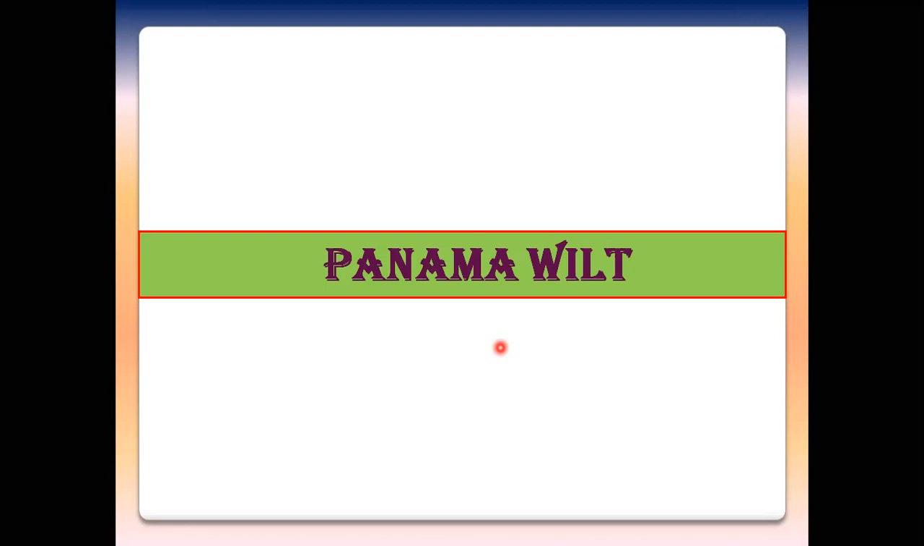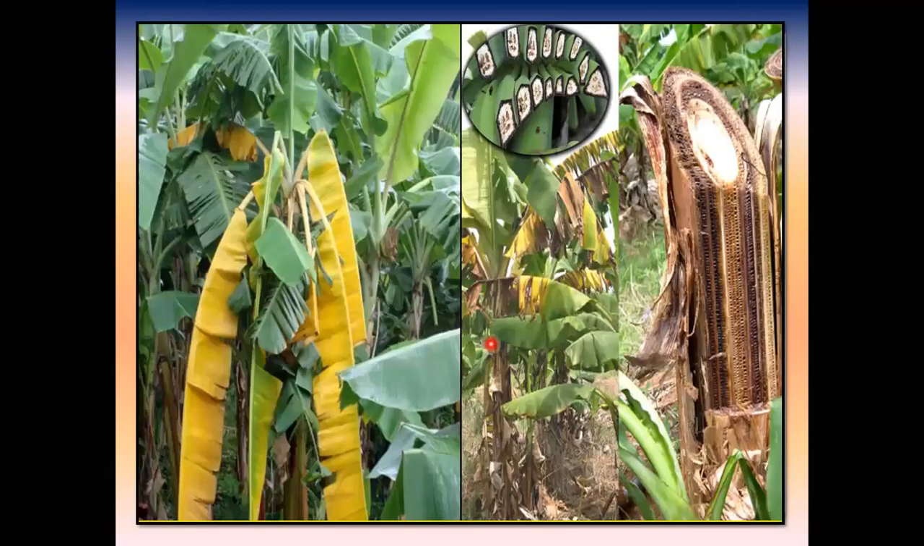It destroyed 40,000 hectares of banana crops. It is now recognized as a devastating and most important disease in Central America. So these are the economic importance points behind Panama wilt. After the economic importance, we go to the next point, that is symptoms.